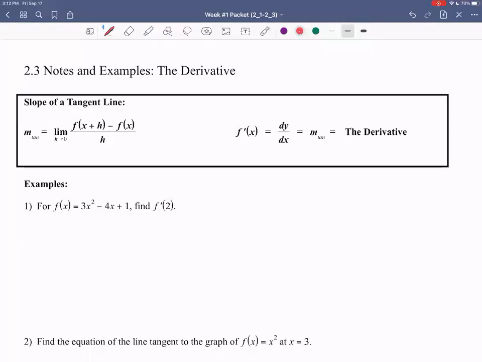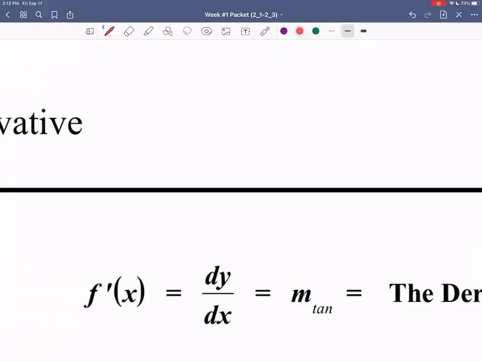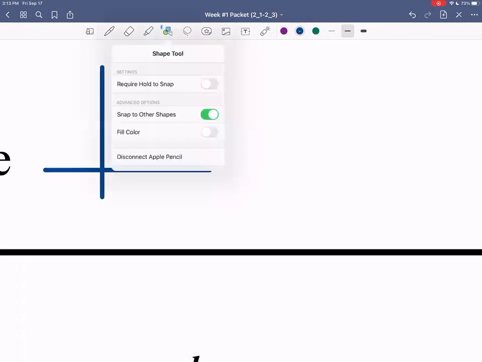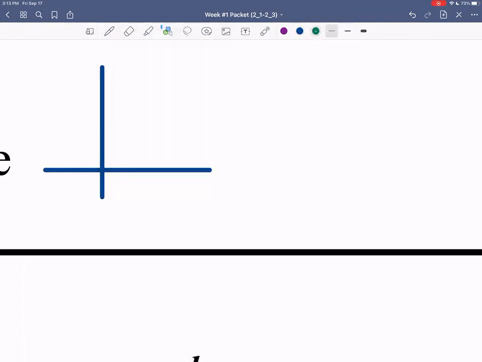Hello everyone, in this video we're going to cover the notes on section 2.3, and we are getting into the derivative. So to focus our discussion, I want to go back to the topic of secant lines and tangent lines. If we have a graph that I'll draw here, here's maybe our graph.